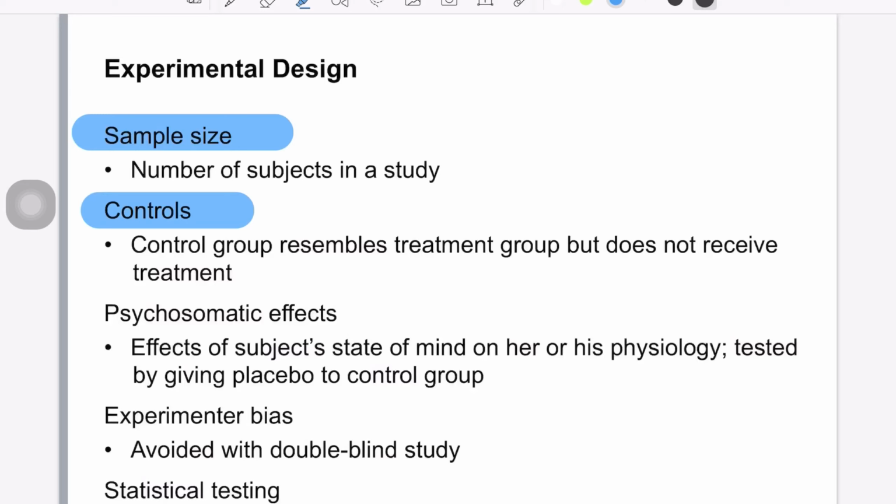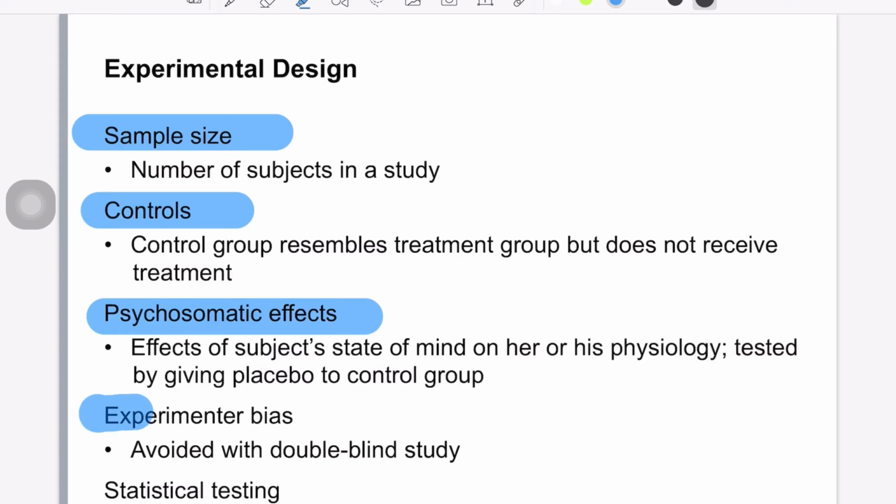You also have to try and build in a way to tease out any of the placebo type of effects that may occur, the psychosomatic effects. Because often, just because people think that they received a medication or a treatment, they will report feeling better, even though that treatment may have not had any effect.